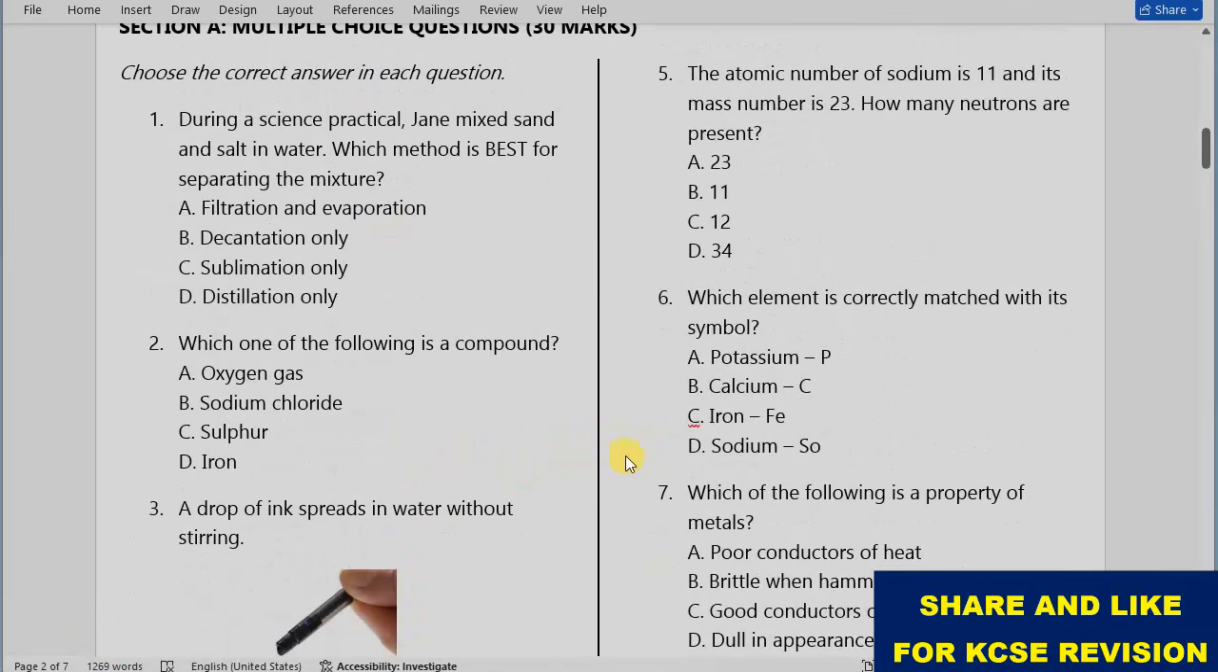Number 5, the atomic number of sodium is 11 and its mass number is 23. How many neutrons are there? So neutrons is equal to mass number minus protons, which is 23 minus 11. That is 12. So the answer is C. Which element is correctly matched with its symbol? Potassium P, no. Calcium C, no. Iron Fe, yes. Sodium, no. So the answer is C.